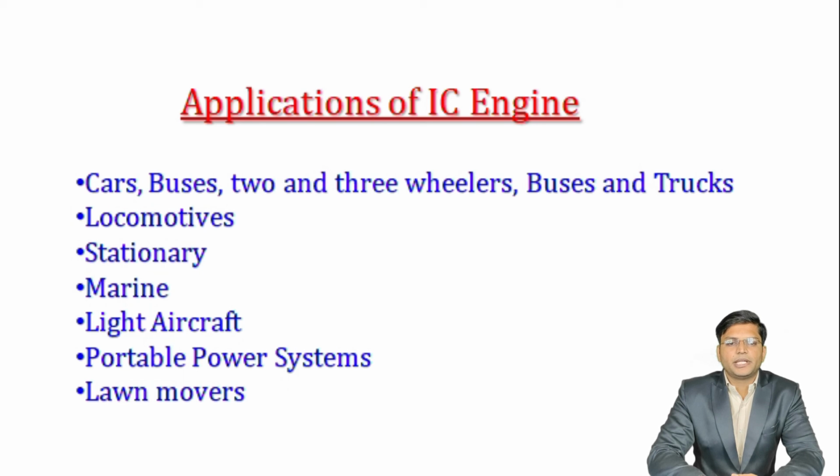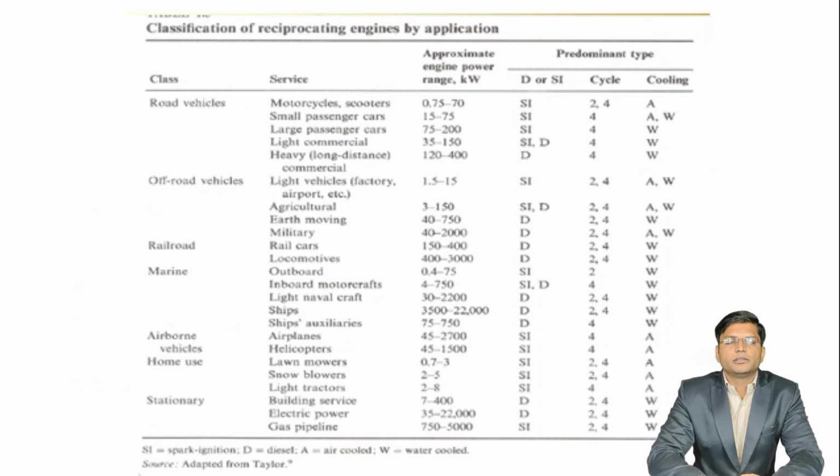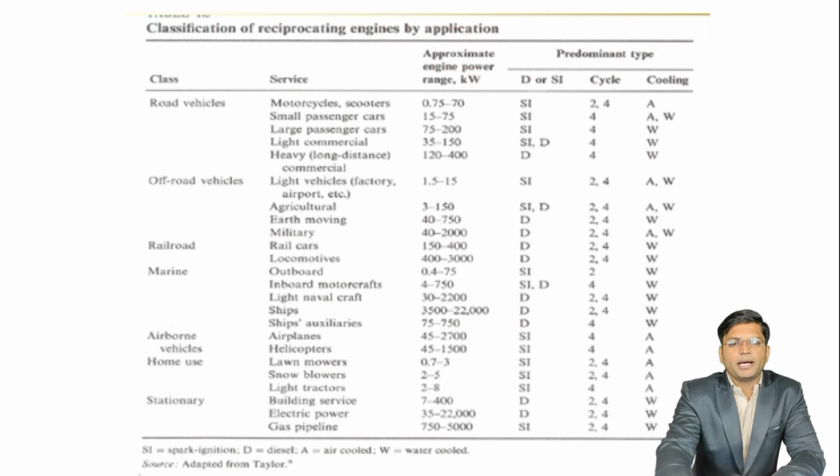Now there are stationary applications like electricity generation. Then in marine applications, we can see use in ship propulsion. Then in light aircraft, some planes or aircraft use IC engines. The next one is the portable power system. The portable power system uses internal combustion engines in buildings where generators are used to produce electricity. Then lawn mowers. So these are the different applications of IC engine.